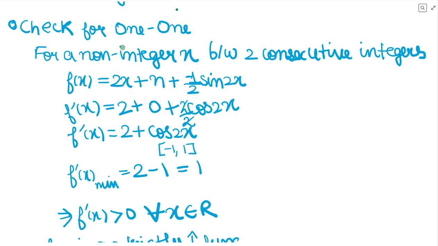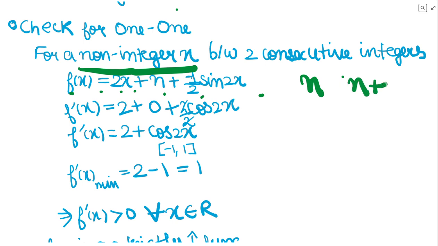So how to check? We'll try to see for a non-integer, right? So any non-integer between two consecutive integers. So the function is going to be 2x plus n plus half of sin 2x, right? So let's say the interval is n and n plus 1. For any number in between, a decimal, the greatest integer is going to round down the number, not round up.